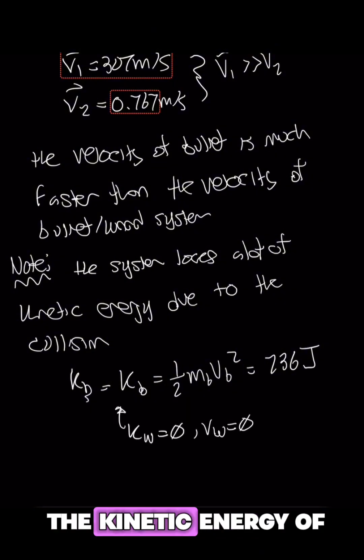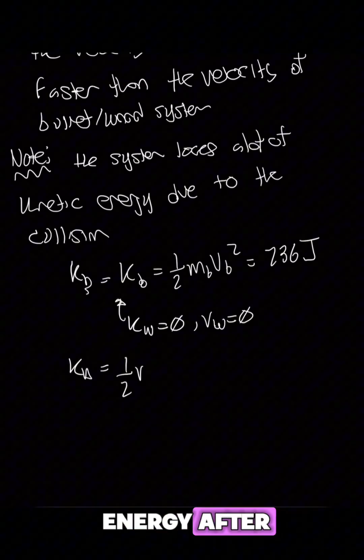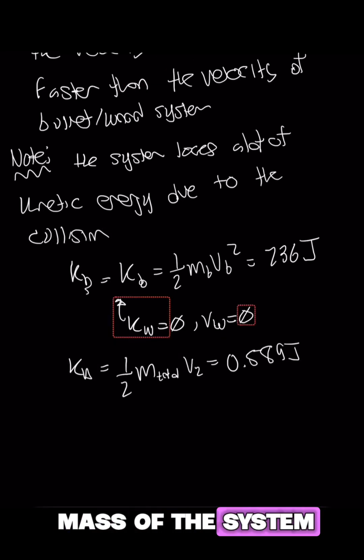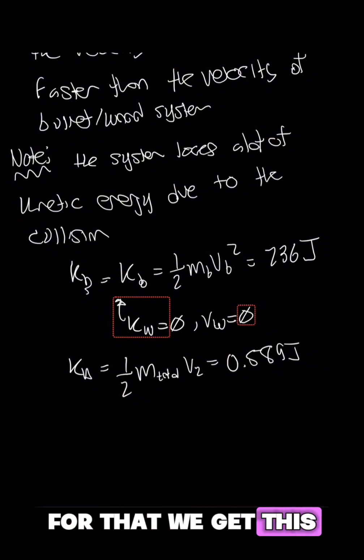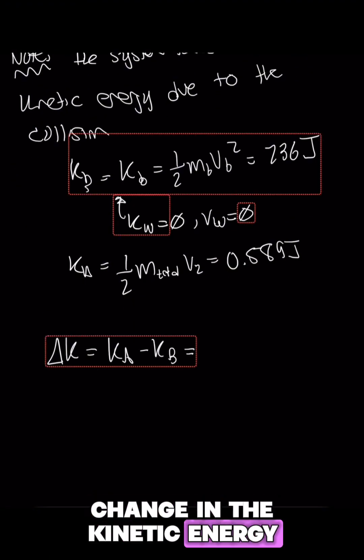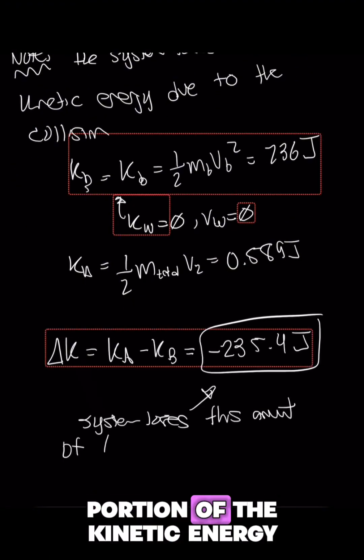We know that the kinetic energy of the wood is 0 because the wood is at rest at the start. The kinetic energy after is equal to one half the total mass of the system times the velocity v2 squared after the collision, which, if we plug in the known values, we get this. If we take the change in the kinetic energy, we can see that we lose a great portion of the kinetic energy.